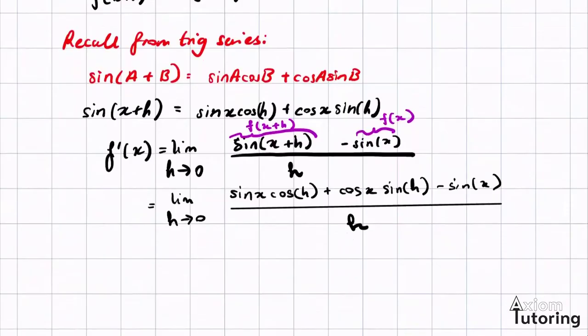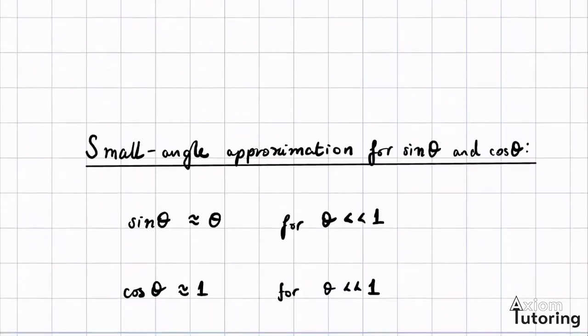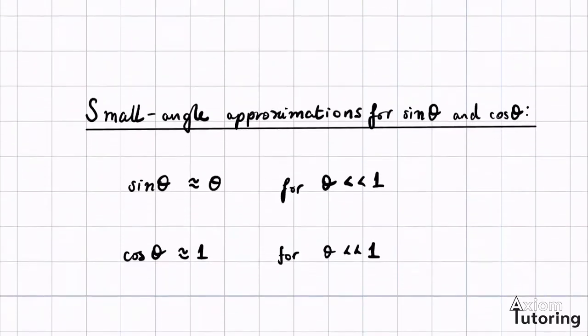So we need to introduce our small angle approximations for sine theta and cos theta. So what these tell us is that sine theta is approximately theta for very small angles of theta. And we write that as for angles of theta much smaller than 1. And then cos theta is approximately 1 for small angles of theta, and we write that as for angles of theta much smaller than 1.